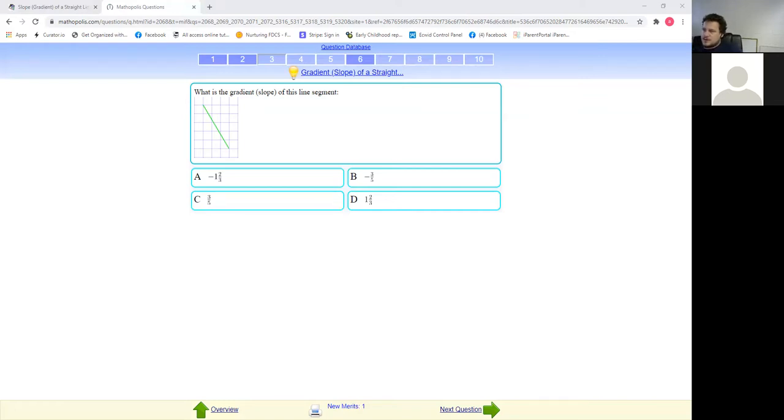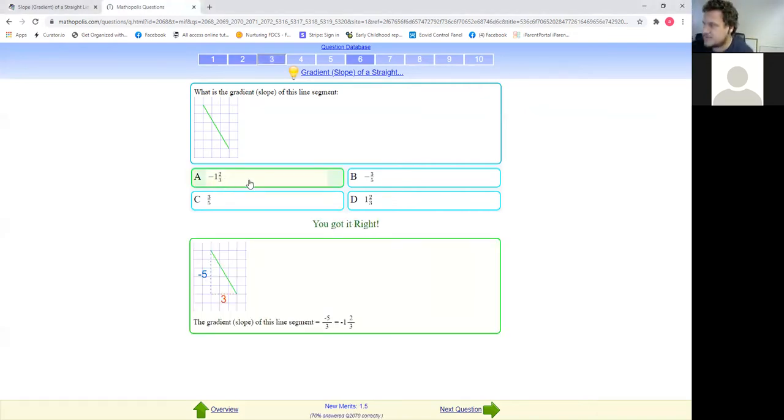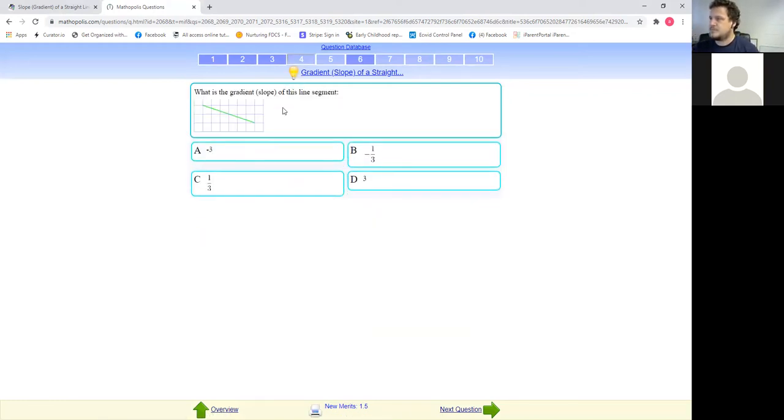So what have we got? Rise is 1 2 3 4 5 divided by 3. So by my maths, it should be negative 1 2/3. Hopefully I'm right. Otherwise I look very silly. So minus 5, because even though it's the rise, it's going down. So this one here.